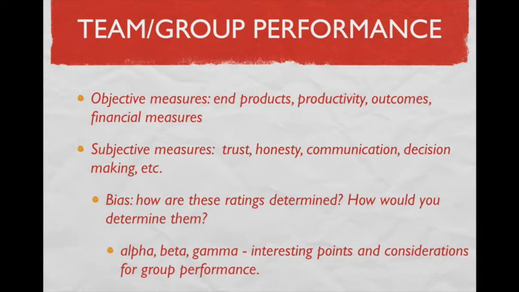There's the second level, which is group and team performance. The objective measures of group and team performance are things like end products or productivity or outcomes or financial measures. Subjective measures include things like trust, honesty, communication, decision-making, etc. There's an inherent bias in these.